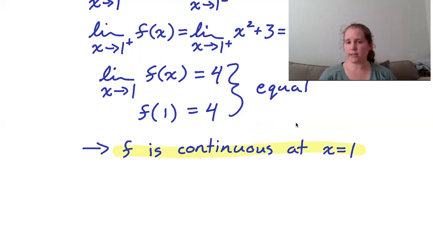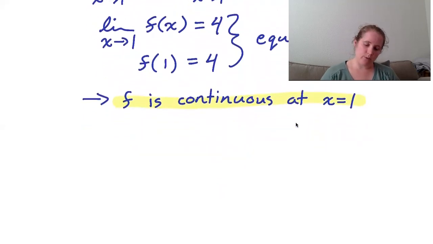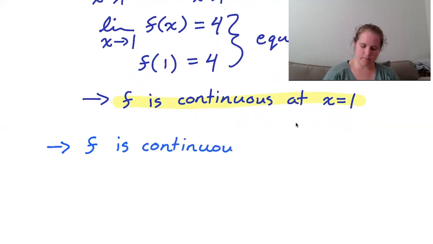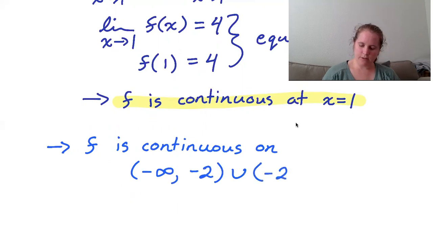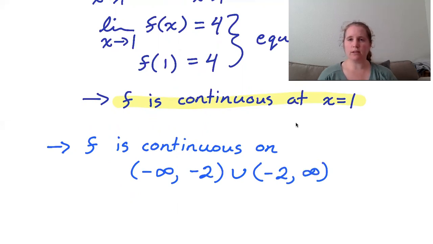It's not continuous at x equals -2, and everywhere else it was continuous. So we wind up getting that f is continuous from negative infinity to -2, and then from -2 to positive infinity. We don't need to break it at 1 since we're continuous straight through 1.